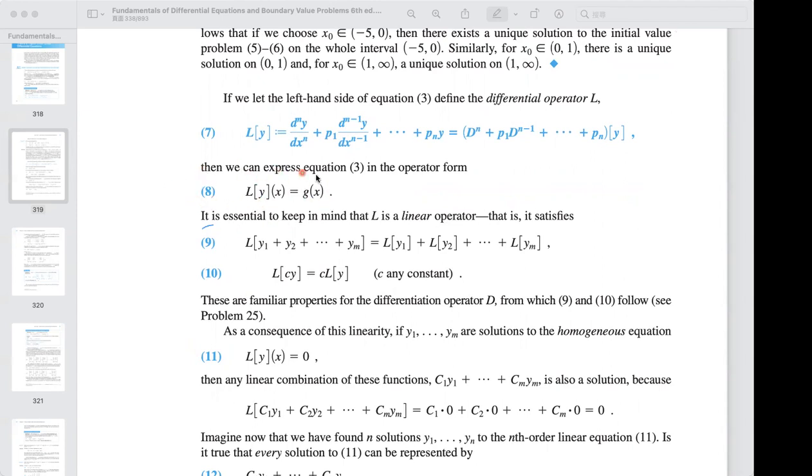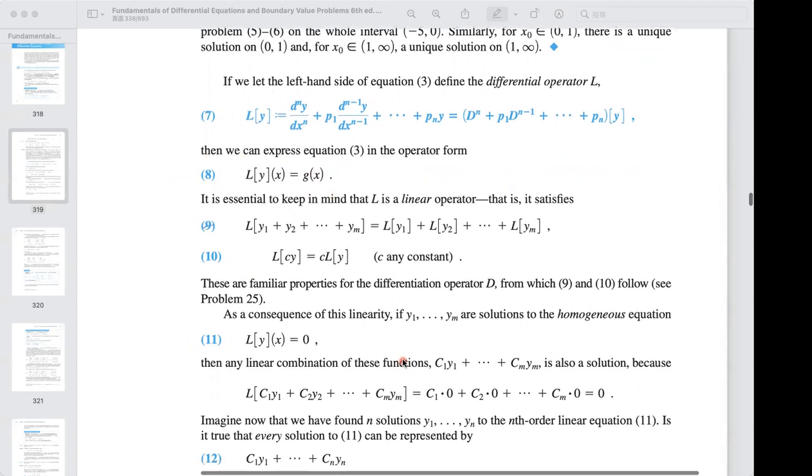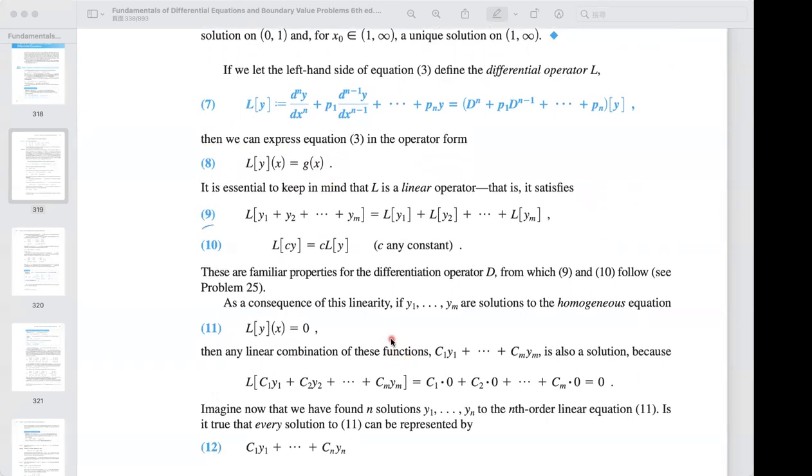Okay. So remember, in this chapter, we are going to learn the nth order linear differential equation, represented by equation number 8. As before, in chapter 4, we always start from the homogeneous equation. That means g(x) equals 0. So here, the same, let's start from the homogeneous equation, Ly(x) equals 0.